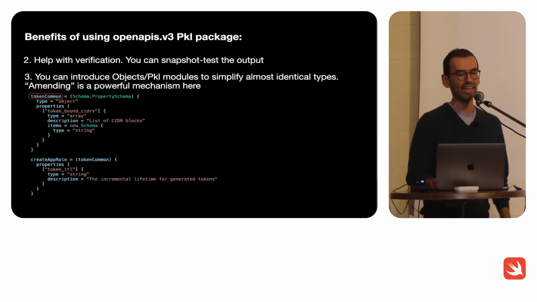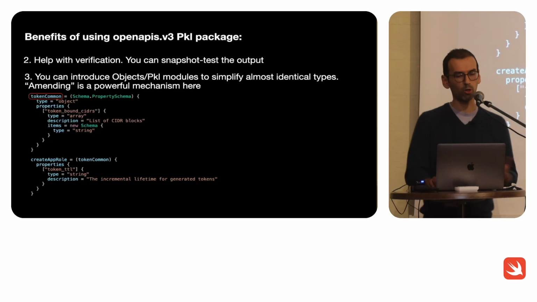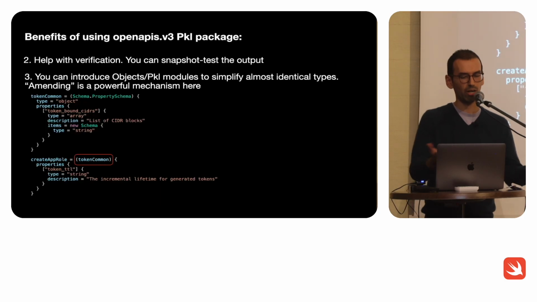Besides helping with verification, you can also introduce objects in Pkl. And this allows you to stay DRY during the writing process. So for instance, I have here this token common, which is a property schema. And I want to define an object which is almost the same, but with another property. You can do this in Pkl by a mechanism which is called amending, which looks like this.